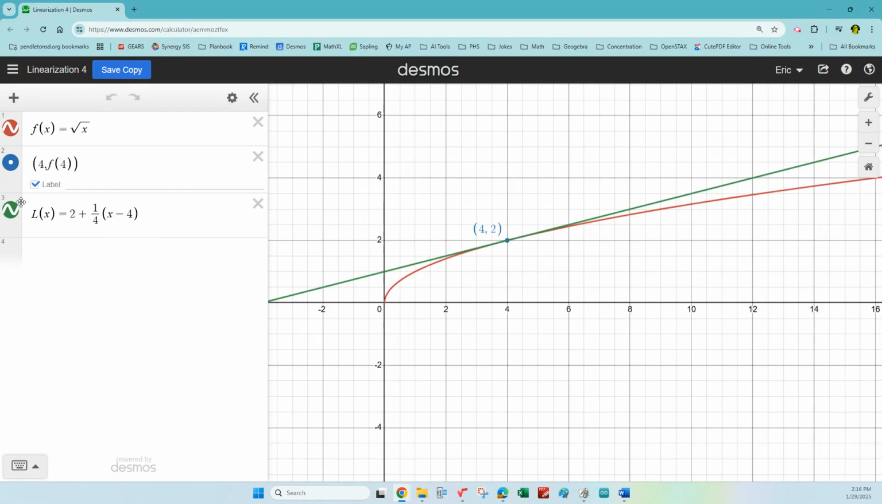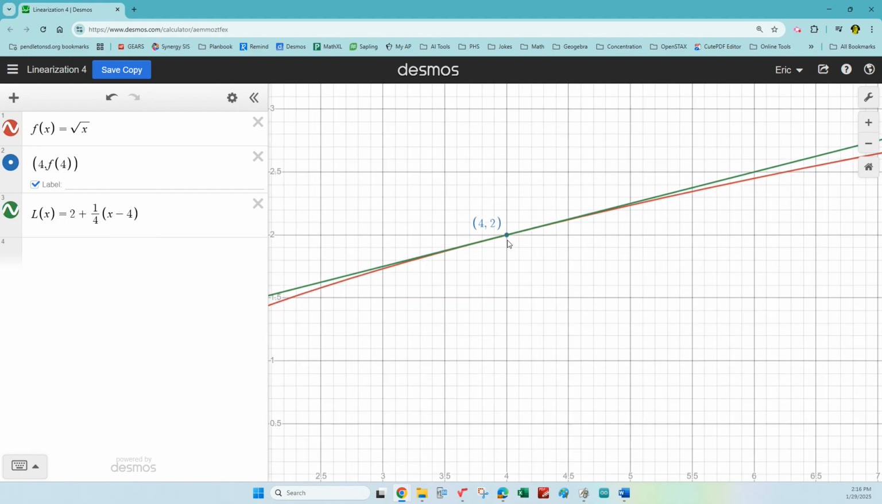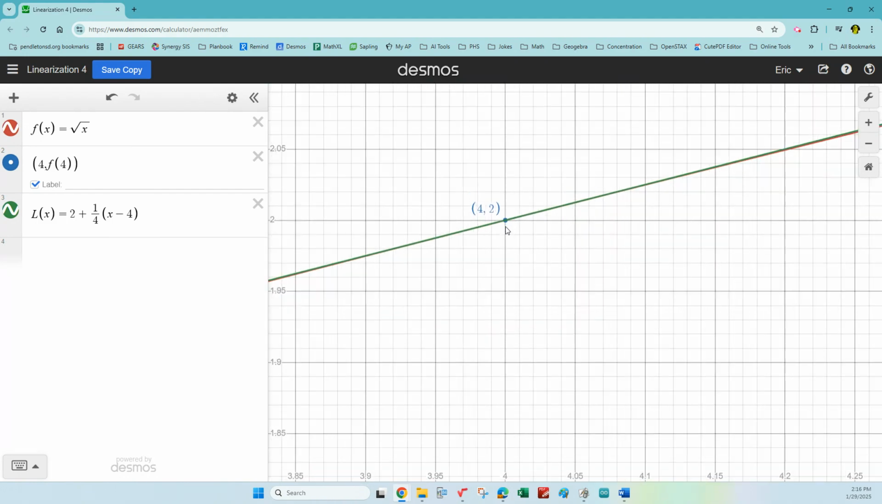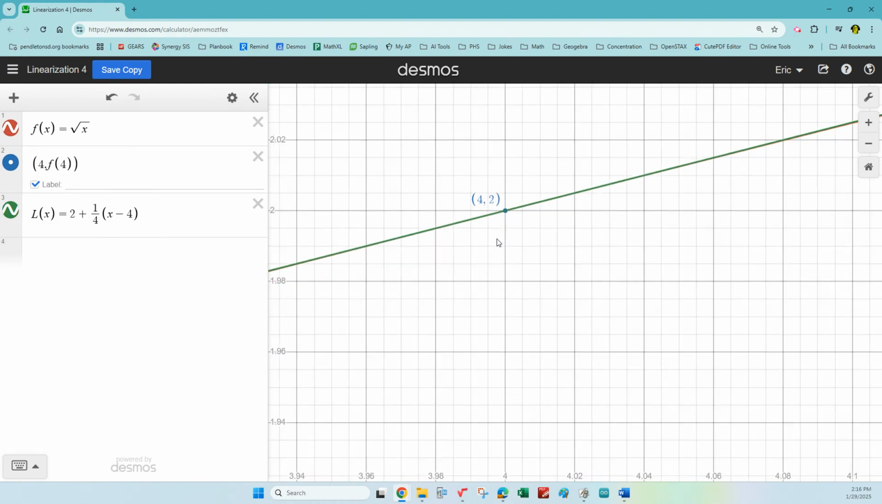There they are. There's the function f of x, there's the point of tangency, and there's the tangent line. Look what happens if I zoom in near the point of tangency. Look at that. You can't even tell the difference. So as long as we're close to the point of tangency, the linearization is a good model for us. Okay? Make sense?